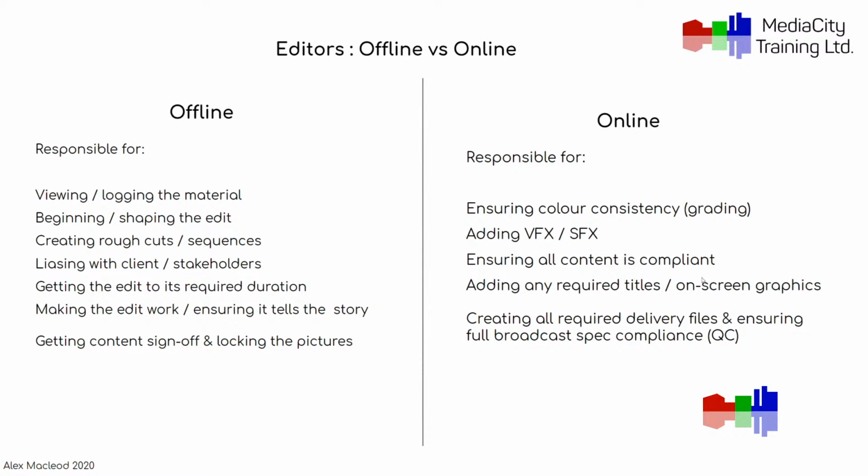Another thing online editors have to do is ensure content is compliant, and compliant can mean a number of things. But sometimes in the context of broadcast, if there's a person in the shot who hasn't signed a release form, then you can't put them in the show because they haven't given you permission to use their image. Other stuff like branding: if there's a Coke can in shot and it's the BBC, you can't use it unless it's been signed off. So it's all that sort of stuff. And then graphics on screen, and then creating all required delivery files and ensuring full broadcast spec.